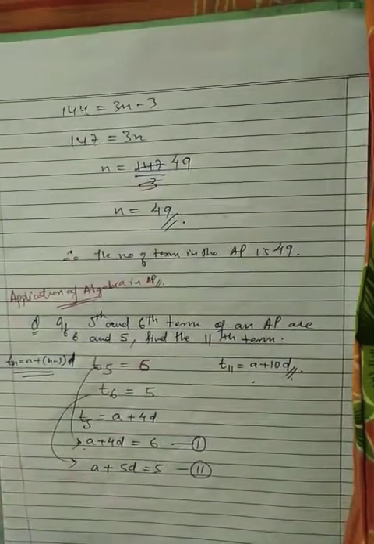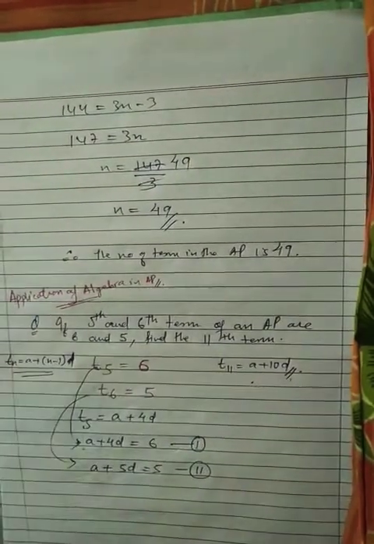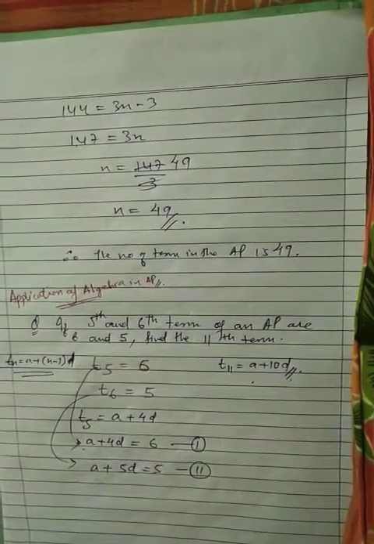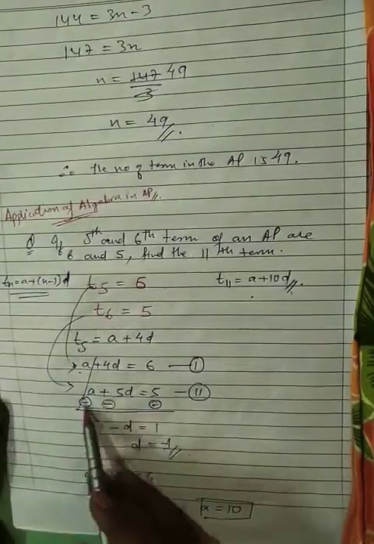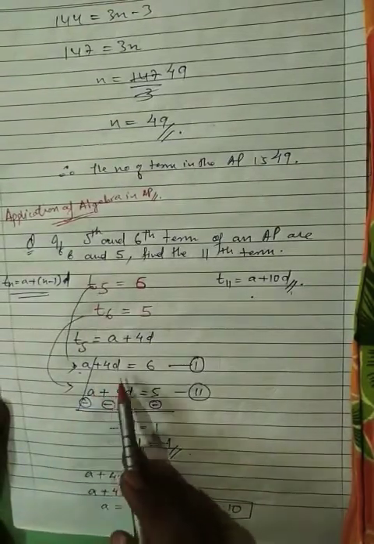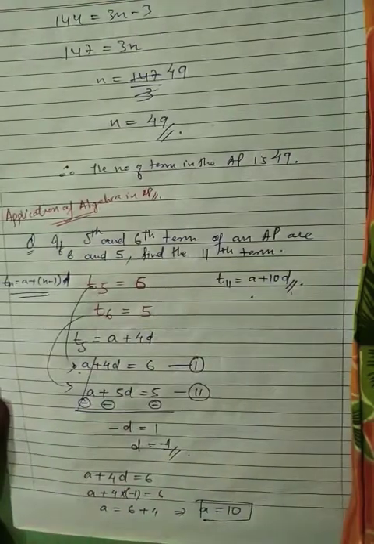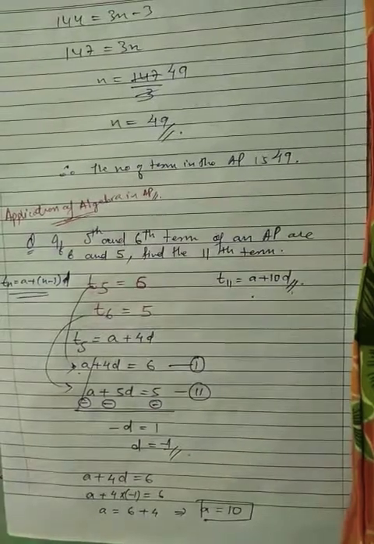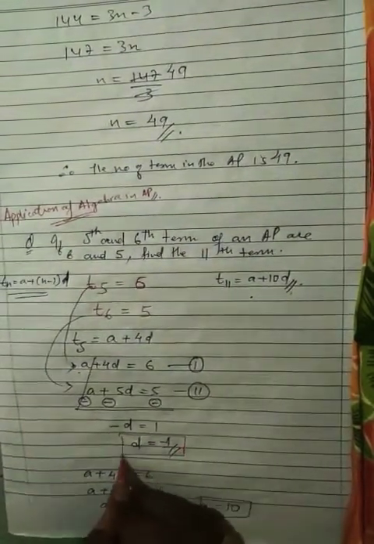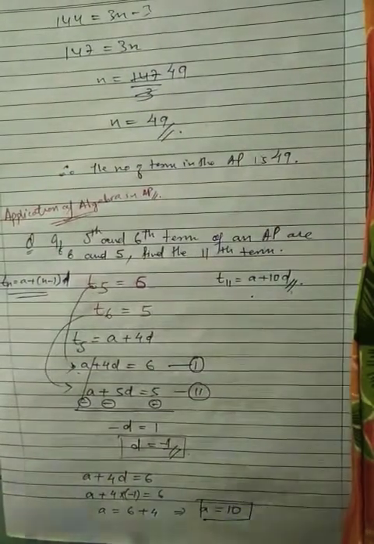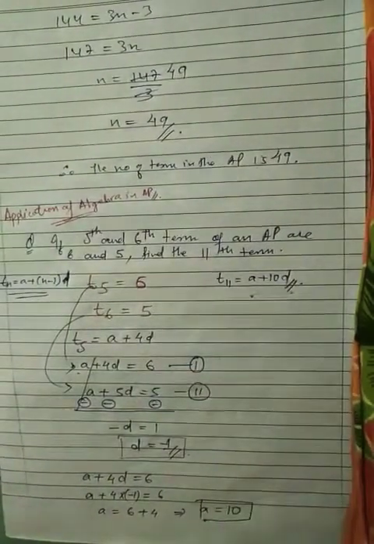Now with this, we'll solve the simultaneous equations and get the values of A and D. So we solve the simultaneous equations. A and A cancel, we get minus D equals 1, so D equals minus 1, and if I substitute, we get A as 10. So this D value is minus 1 and A value is 10. I'll substitute this value in A plus 10D, and we'll get T11.